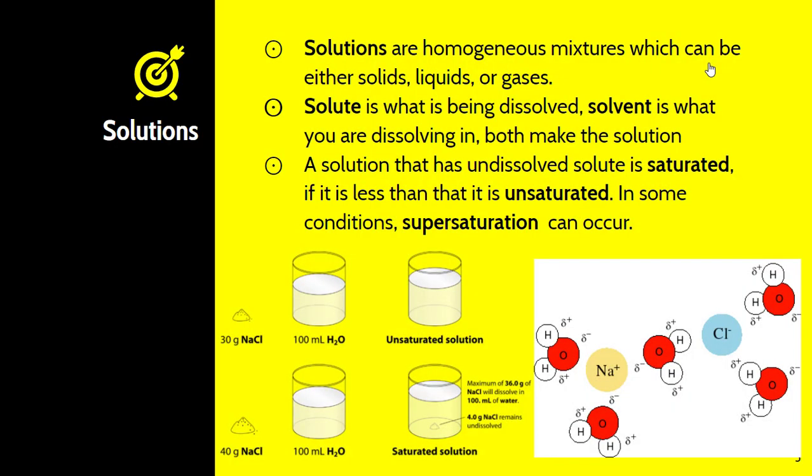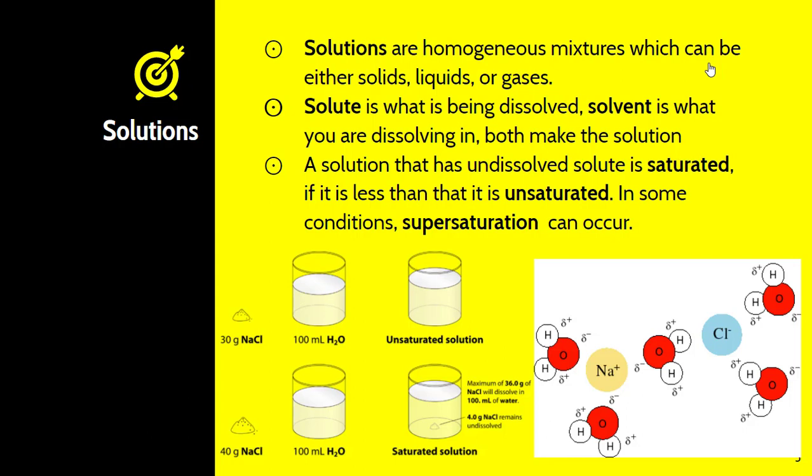Now, solutions themselves are homogeneous mixtures, and that can be either solids, liquids, or gases. For example, brass is a mixture or a solution. Milk is a solution. Okay? Salt water, sugar water, Kool-Aid is a solution. It can even be a gas. The air that we breathe is a homogeneous mixture of nitrogen, oxygen, carbon dioxide, and other gases. So solutions can be any state of matter.